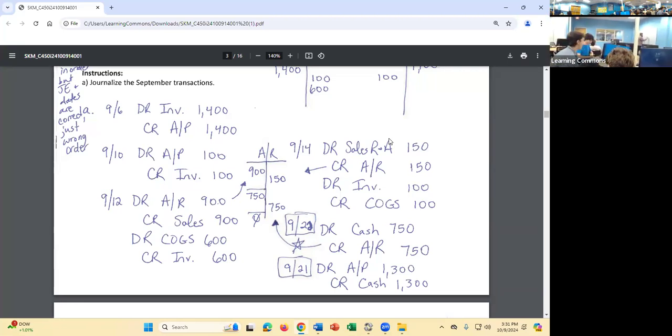Okay. And the last one here is the September 22nd, where the great big bookstore actually sent us payment. How much did they owe us? Not 900. Why is it 750? So we originally sold them $900 worth of stuff, but then they sent us $150 back. So we have to make sure we update accounts receivable. And that's what we did here on September 14th. So they only owe us $750. So if they're sending us payment, we're getting cash. So do we debit or credit cash? Debit cash for $750. Credit accounts receivable for $750. Then we can update our T accounts, and that zeros out.